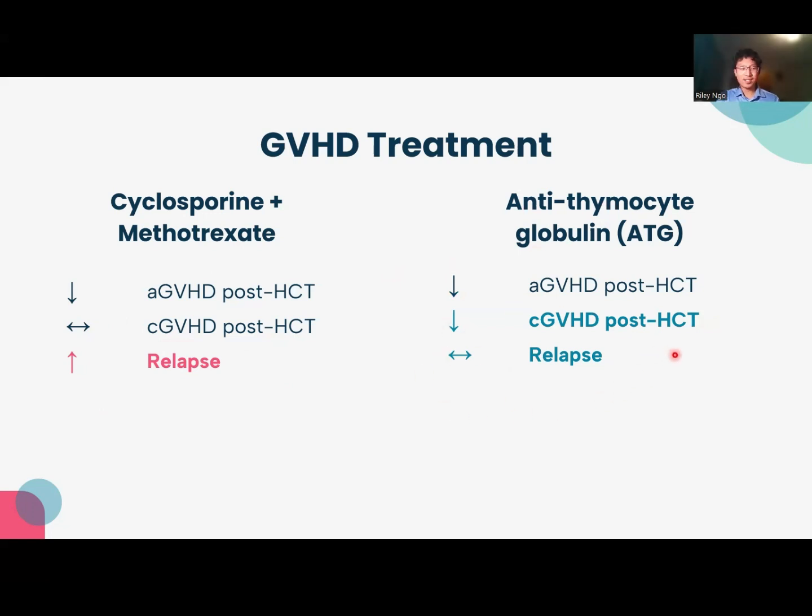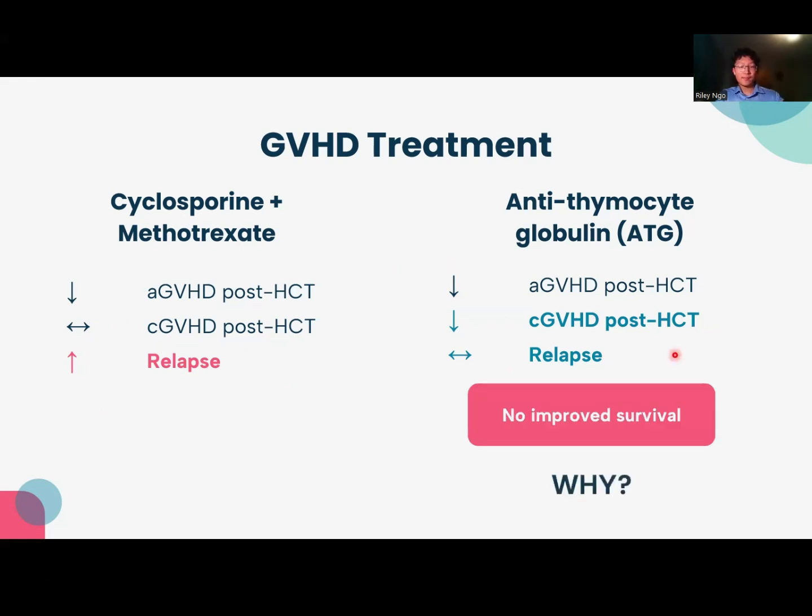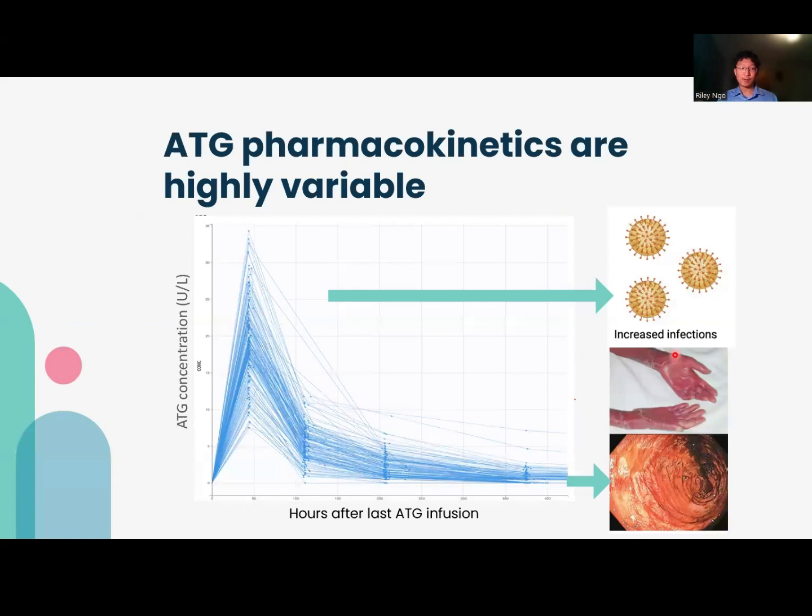However, despite ATG's beneficial effects, the majority of clinical trials have failed to show improved survival. So why is this the case? ATG pharmacokinetics are highly variable, resulting in variable exposure amongst patients receiving the same weight-based dosing. We measure ATG exposure using the area under the concentration time curve, or the AUC. Underexposed patients here are at risk of GVHD, whereas overexposed patients here are at risk of relapse and infections.